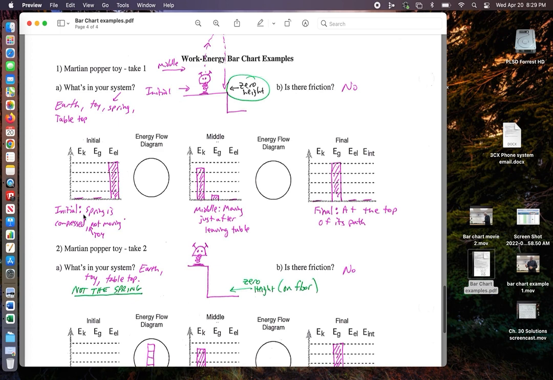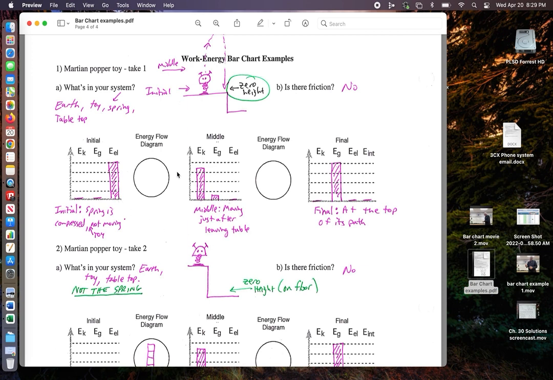So in this case, since the initial condition, the spring's not moving and the toy's not moving, there's no kinetic energy. So I've drawn no bars for that. The gravitational potential energy is 0 because I defined this as being at 0 height. Since the spring is compressed, I'm going to say it does have energy. The specific number of bars isn't that important, but I give it 4 bars worth.